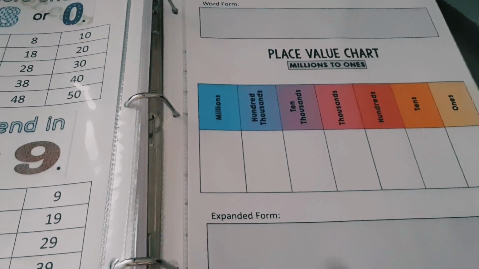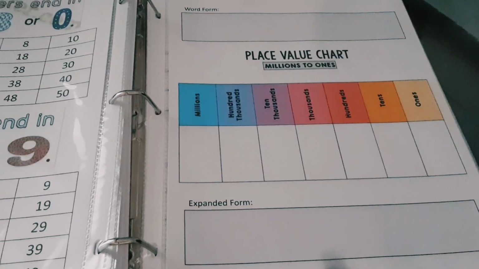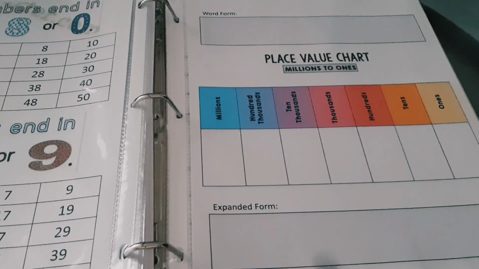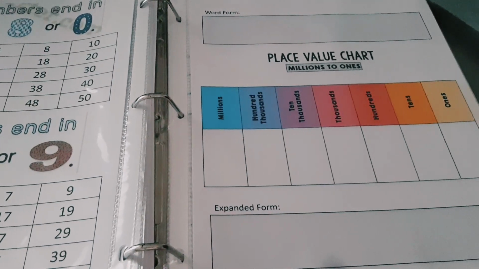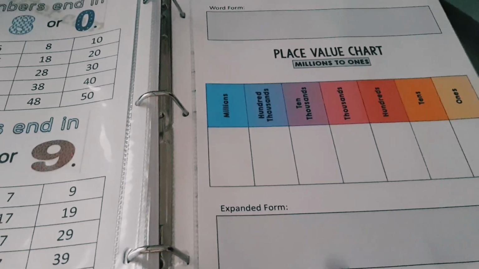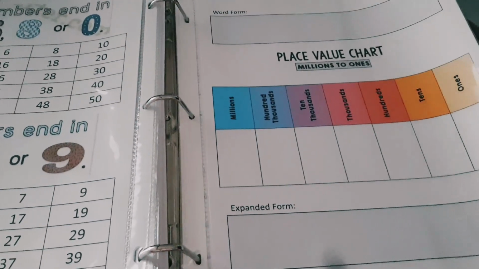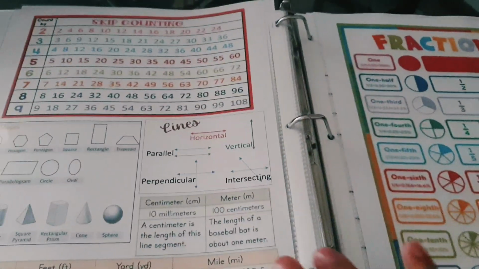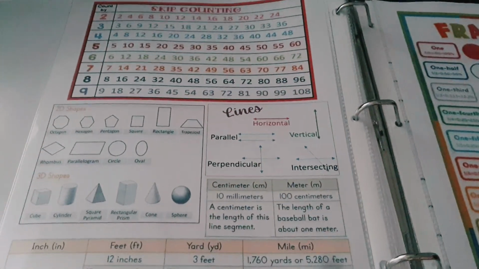Here we have a place value chart. So we'll work on this a few days a week. I'll give her a number and she'll go ahead and fill it in on the place value chart, write the word form, put it on her place value chart. We will also discuss the number and then she'll write it in expanded form. So we do a lot of math talks here in our house. I feel those are very vital to kids understanding math.